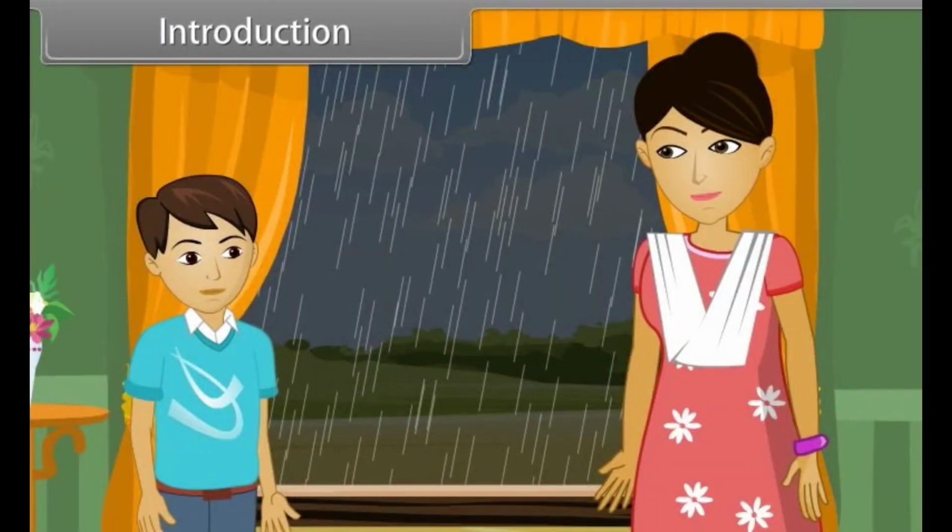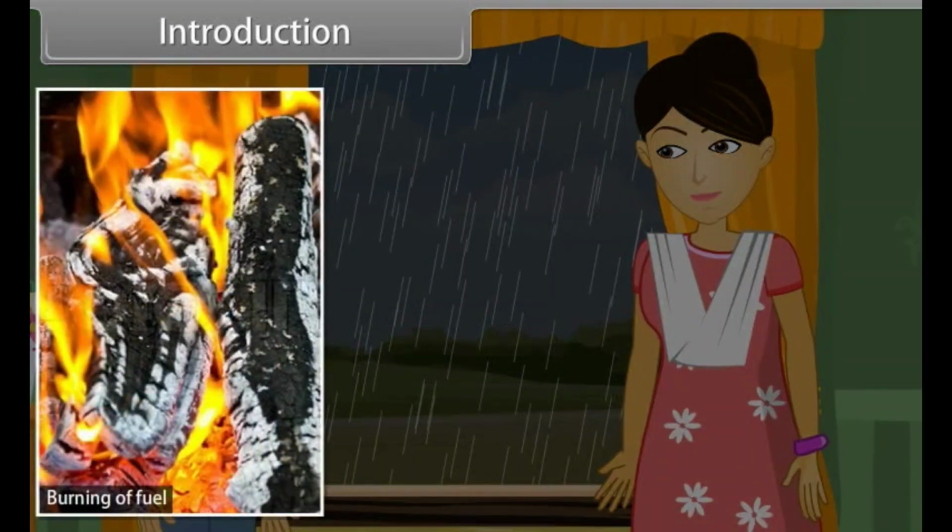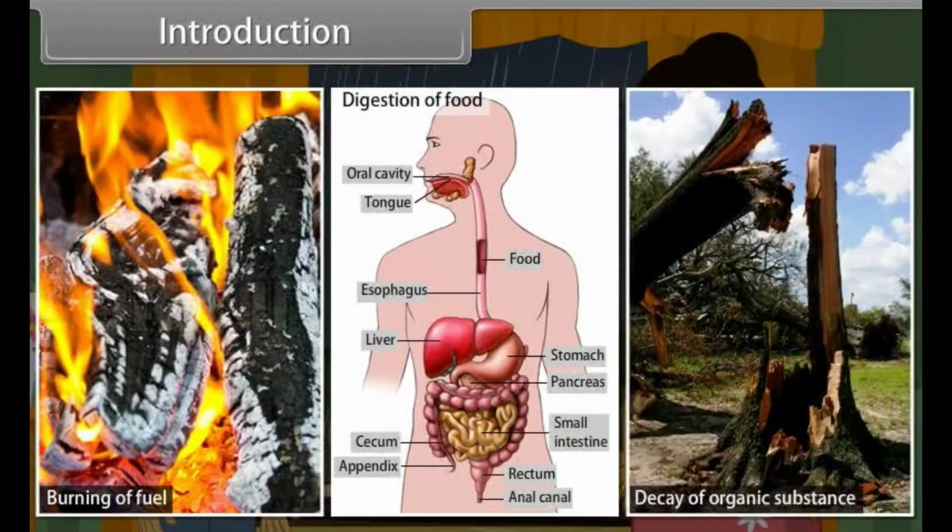Students, redox reactions are all around us. Burning of fuel, digestion of food, and decay of organic substances are a few examples of redox reactions. Today, we will discuss redox reactions more.